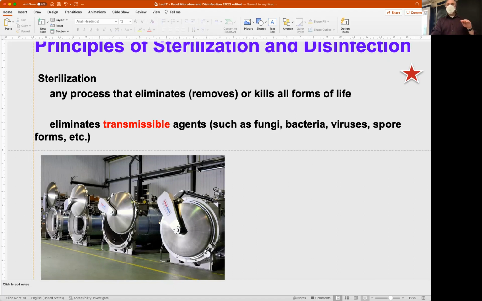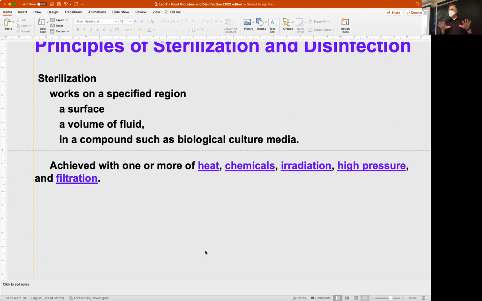The word sterilization means eliminating or killing all forms of life. So what we're doing is removing fungi, bacteria, or viruses when we're sterilizing. Sterilization is on a surface, so when I ask you to use a sterilization liquid, I'm asking you to sterilize the surface with some sort of compound. You can sterilize the top of a bench. You can sterilize fluid. You can also sterilize culture media, right?